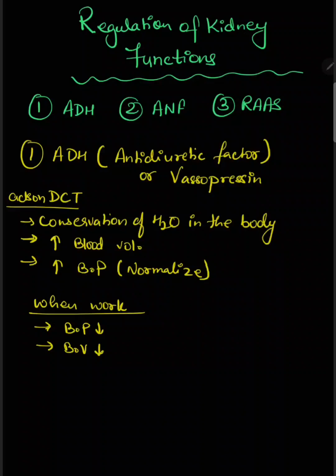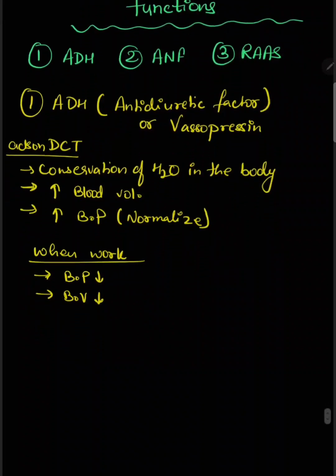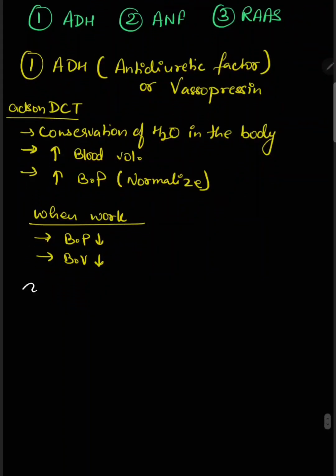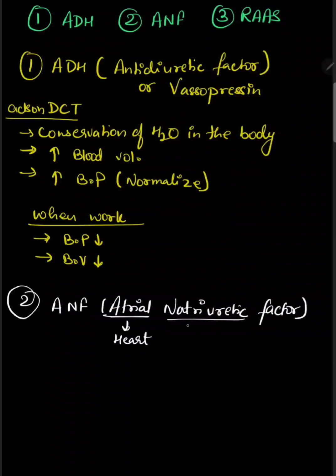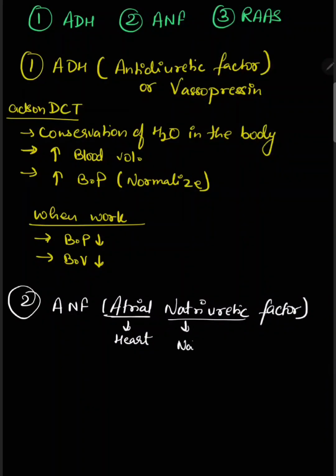Now, atrial natriuretic factor, that is the second factor, ANF, atrial natriuretic factor. What does it do and from where is it formed? Atrial, where is atria found? In our heart. So our heart forms this factor. Natriuretic, uretic, in relation to urine, urea. Natrium means sodium ion.